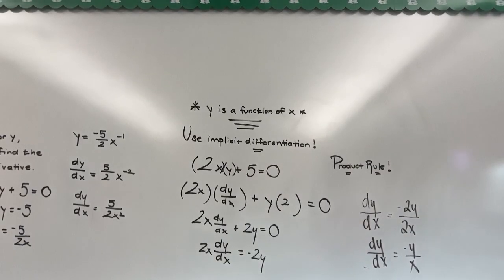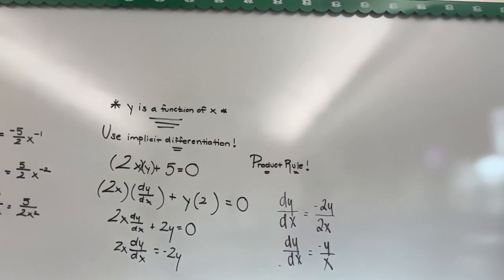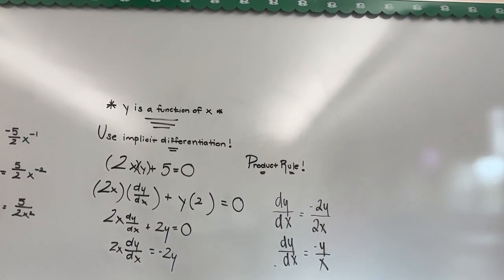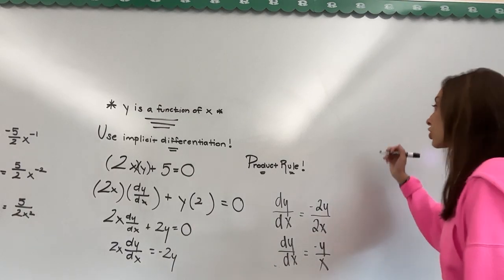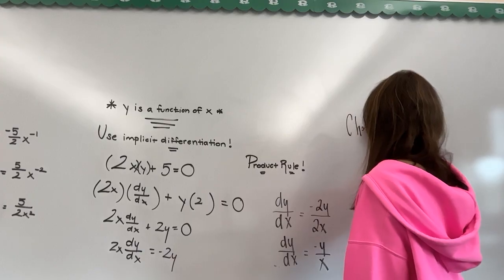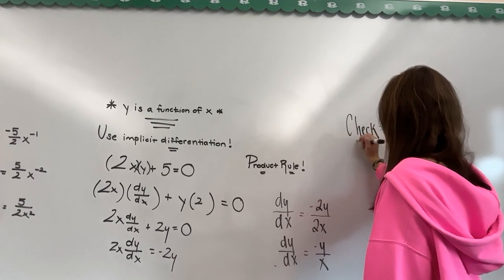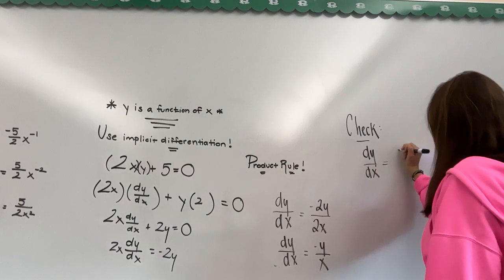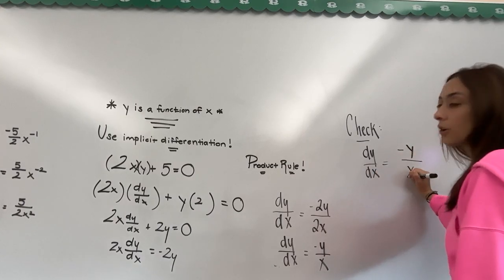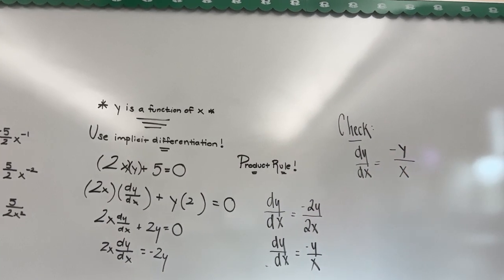Now, at first glance, they don't seem to match. We found our derivative explicitly, 5 over 2x squared. Now we have derivative negative y over x. But we're going to check this because we know what y is already equal to. So I can take my derivative dy dx, and I can substitute in what we found earlier when we solved for y in the opener.